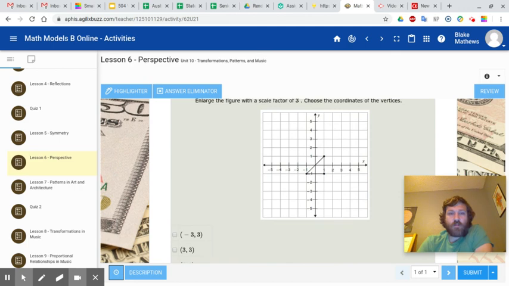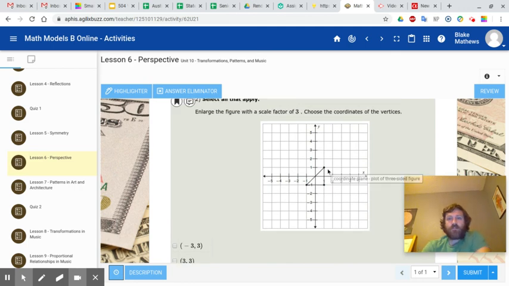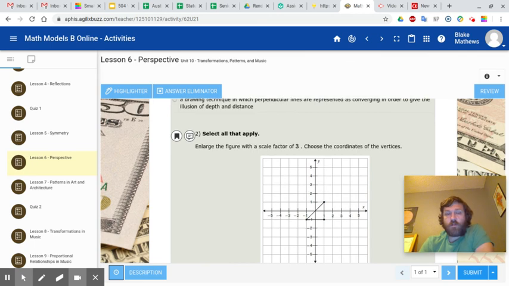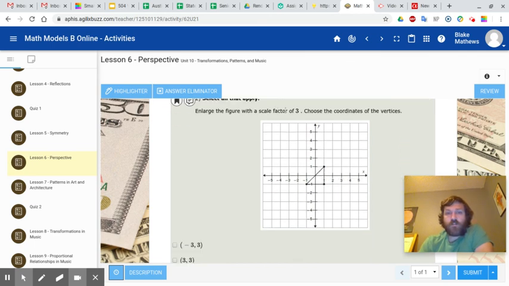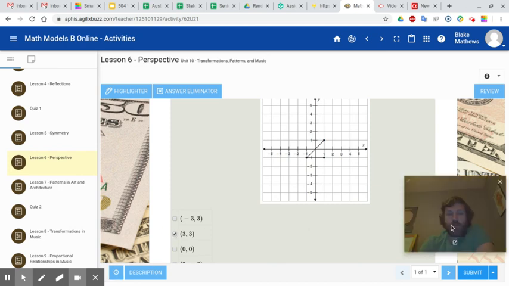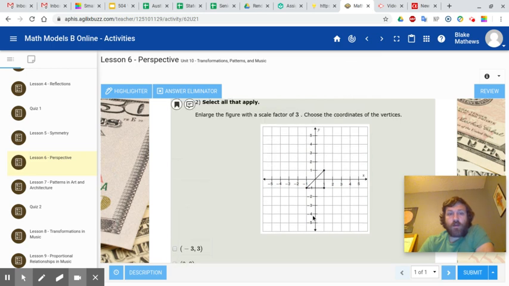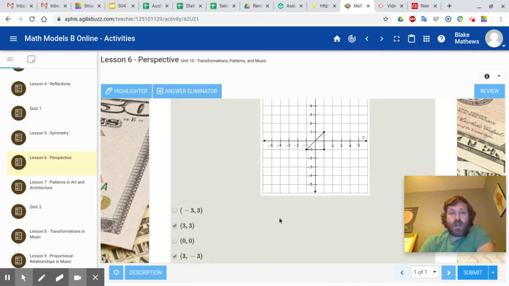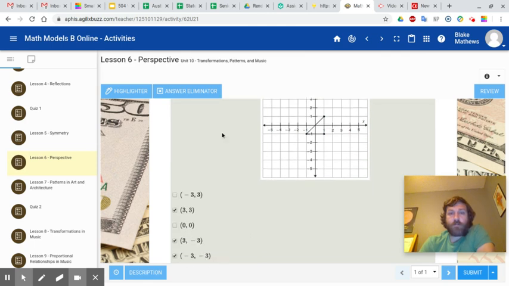What you're going to be doing with this is enlarging figures by multiplying the coordinates. If this says enlarge the figure with a scale factor of 3, you're going to multiply the coordinates by 3. So this 1, 1 would become 3, 3. And 1, negative 1 would become 3, negative 3. And negative 1, negative 1 would become negative 3, negative 3. So really you're just multiplying the coordinates times this scale factor number.